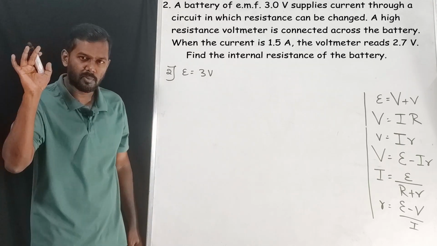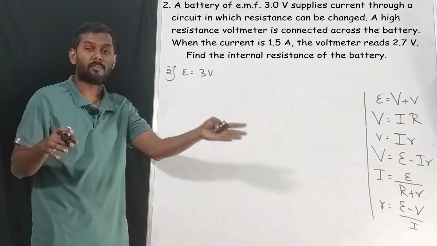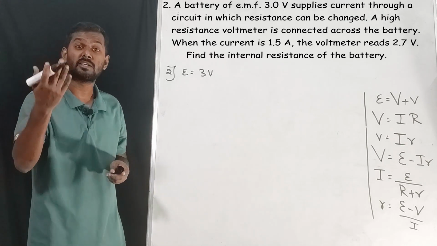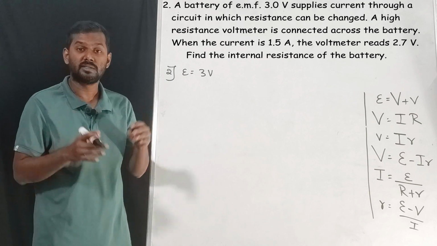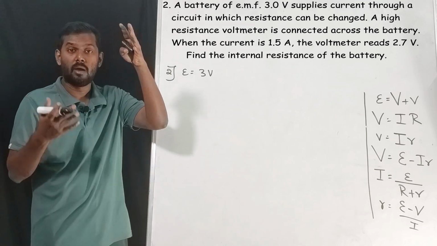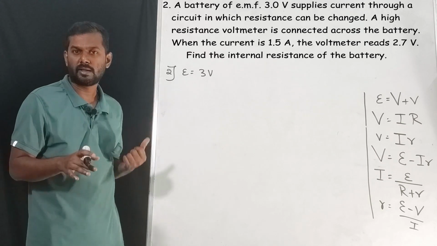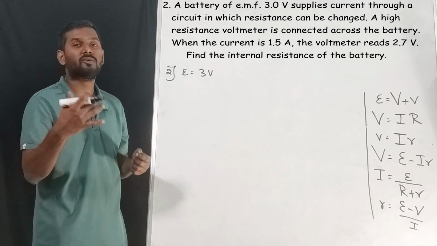See, in a voltmeter it will always be high resistance only. All these things I have taught in Concept A, Part A of this same chapter. Then you will understand why the voltmeter has to be connected in parallel, why the ammeter has to be connected in series, and what the main difference between an ammeter and a voltmeter is. All those things we have taught in Part A. So first understand Part A, those are the basics. This is the advanced version.